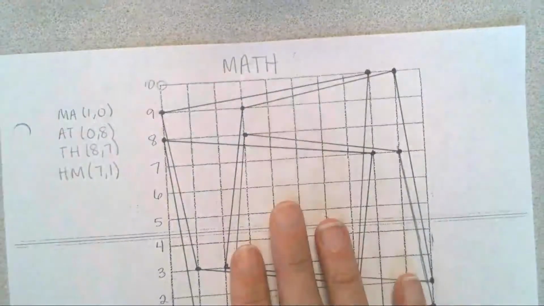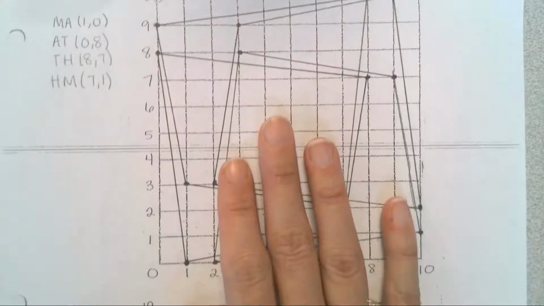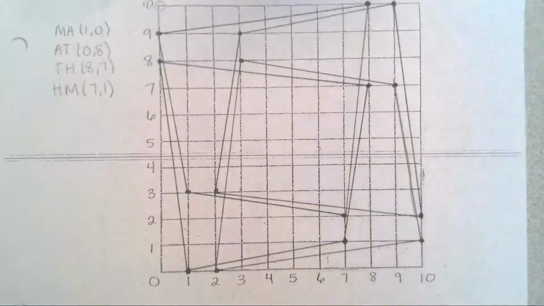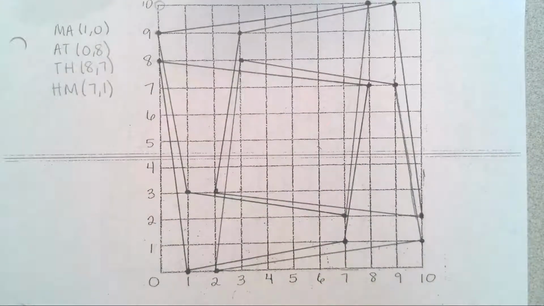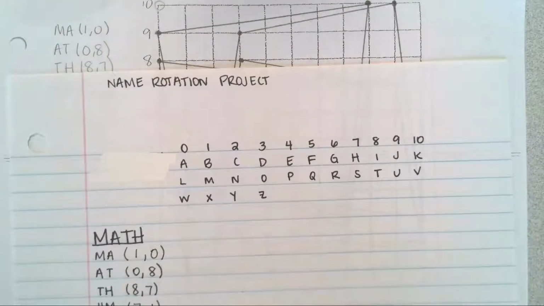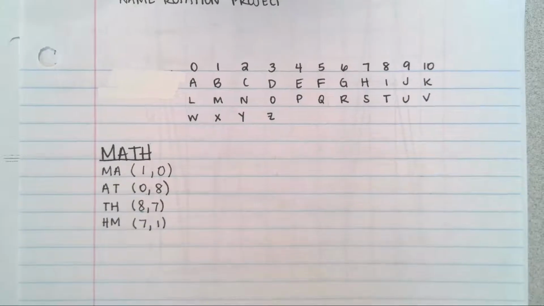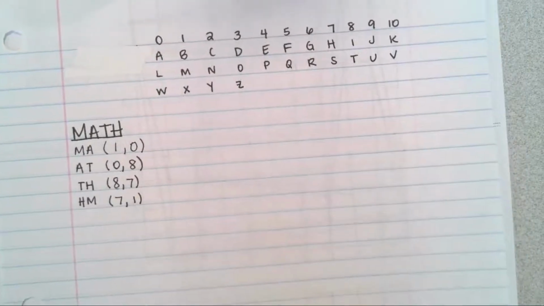So this is what you're doing for your project. We've done the first one together. You will need to create your first name with these points. You will need to create your last name, and then you will get to pick your third name. It needs to be appropriate.